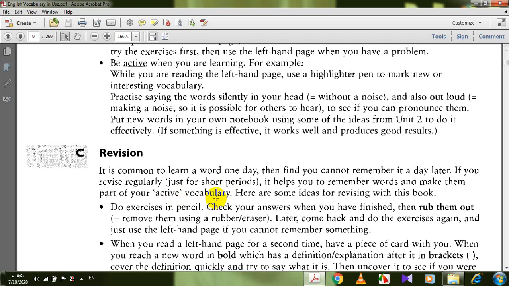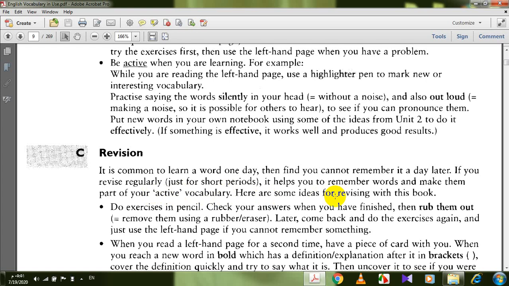Being part of your active vocabulary means you can use these words in your daily expressions, in your daily language. Active vocabulary is vocabulary that you use on a daily basis, every day. However, passive vocabulary is vocabulary or words that are used once in a while. Not frequently.